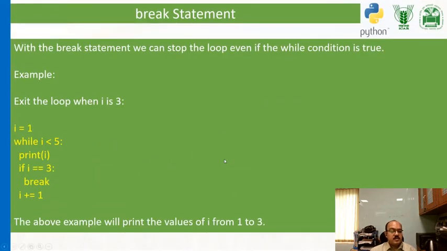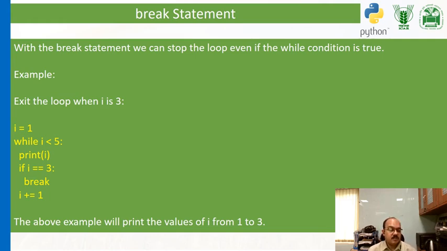Next, we see the break statement. By using the break statement, we can stop the loop even if the while condition is true. Means if we want to get out of the loop suddenly, then we use this break statement. Like in this example, exit the loop when i is 3.